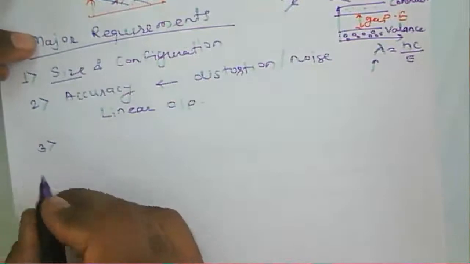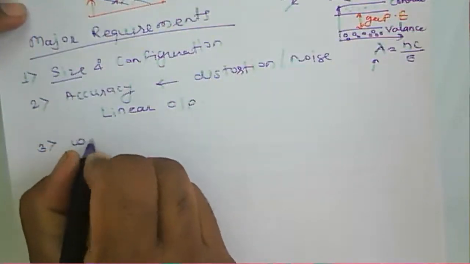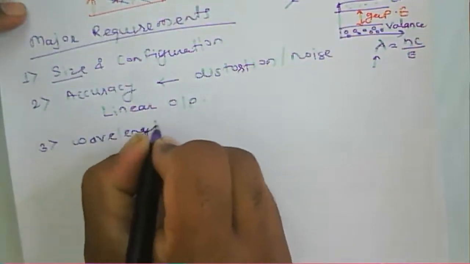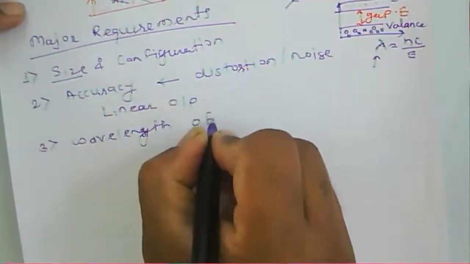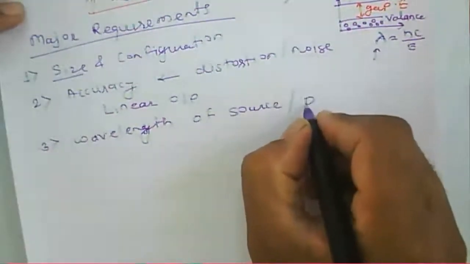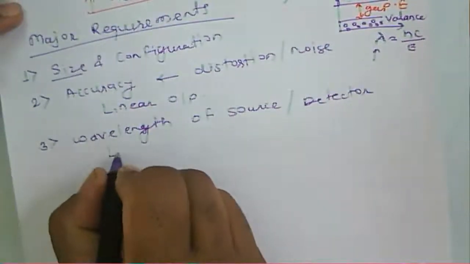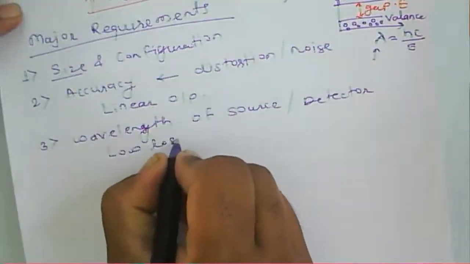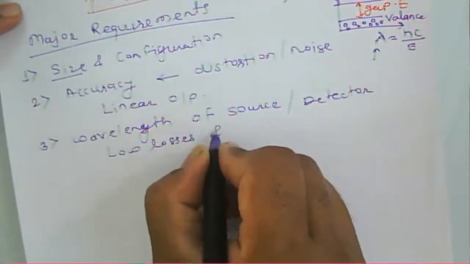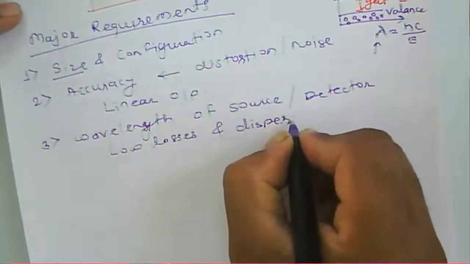So another requirement is about the operating wavelength of a source and of a detector, so that there will be low losses and low dispersion inside the fiber.